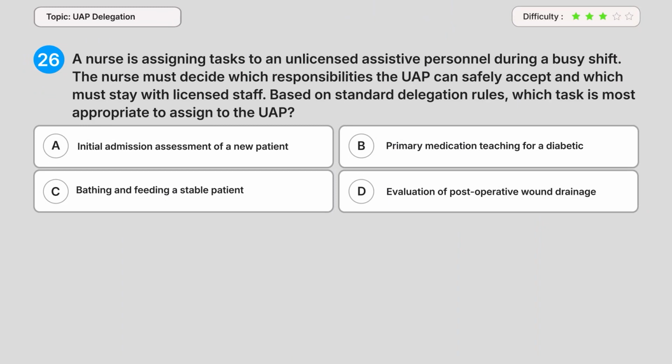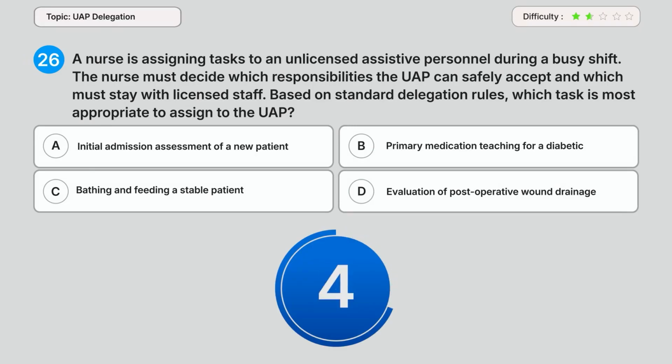A. Initial admission assessment of a new patient. B. Primary medication teaching for a diabetic. C. Bathing and feeding a stable patient. D. Evaluation of post-operative wound drainage. Can you guess the answer?